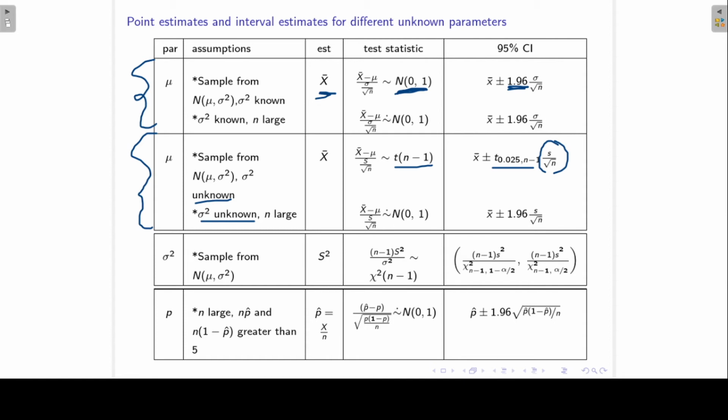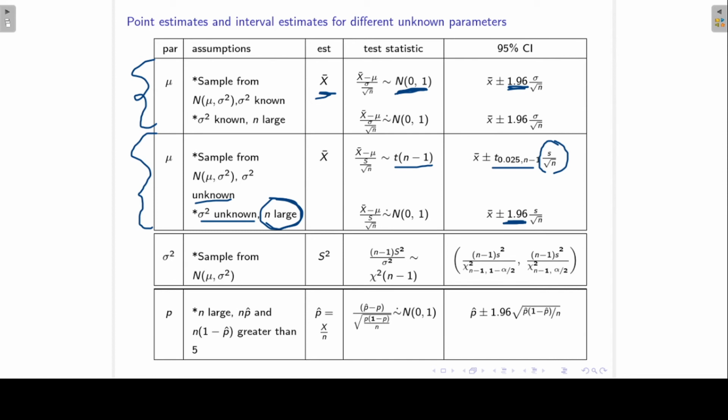Now, the second star is when I do not sample from a normal population, but my sample size n is large. Then my test statistic looks exactly the same as the previous one, but now it follows an approximate standard normal distribution. And therefore, when I set up my confidence interval, my critical value comes from the z tables and not from the t tables.